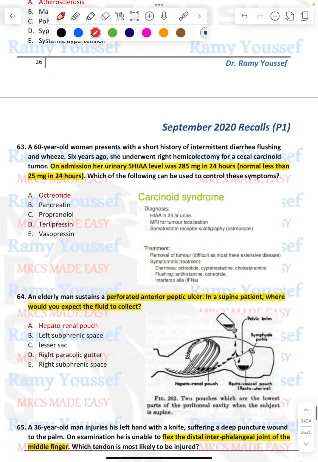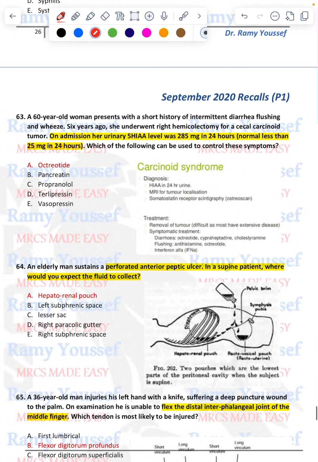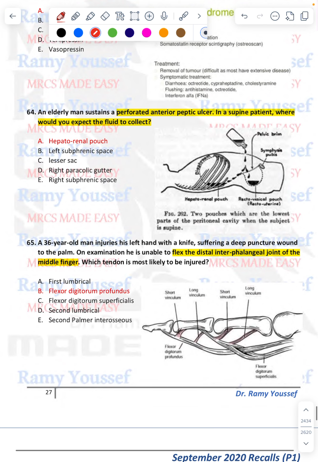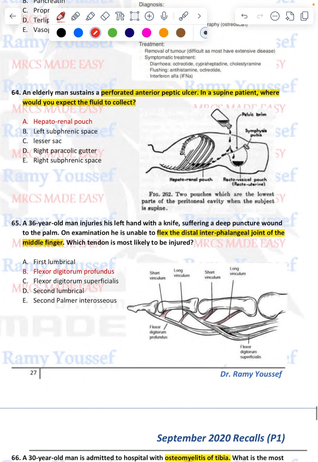A 36-year-old man injured his left hand with a knife, suffering a deep puncture wound to the palm. On examination he is unable to flex the distal interphalangeal joint of the middle finger. It is FDS, FDP, not superficialis. It is profundus. If it is for the thumb, flexor pollicis longus is for the thumb.